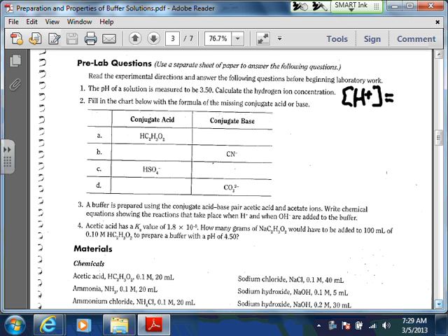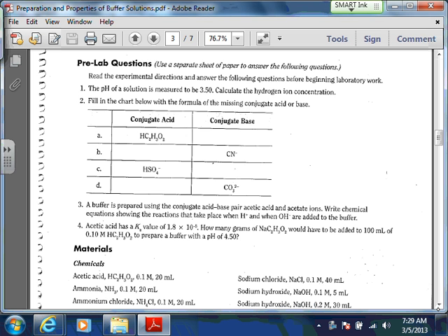Fill in the chart below with the formula of the missing conjugate acid or base. Again, I think we can do this. We've been doing this for the last couple of chapters. For the conjugate acid, just think about what acetic acid is going to look like after it has given away its hydrogen, and that's going to be the conjugate base. Likewise with the conjugate bases, think about what's going to happen to them after they have taken a hydrogen from water, and that's going to be your conjugate acid. I really think you guys can do that just fine on your own. I don't need to walk you through that.